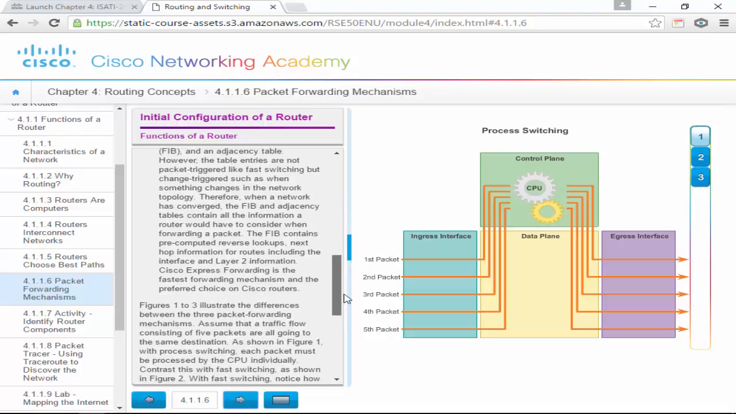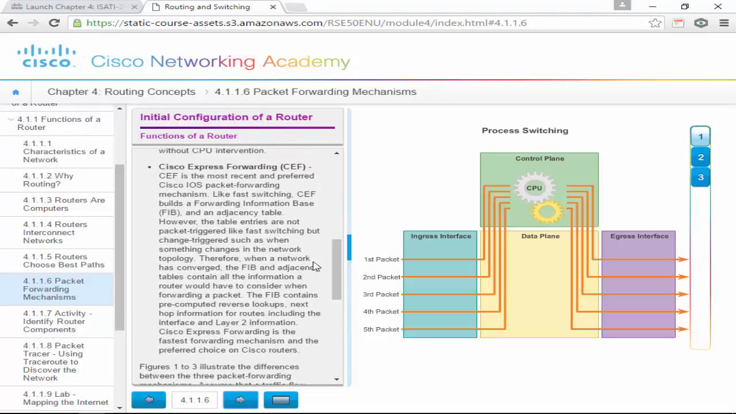Okay, which led to why Cisco devices are great: Cisco Express Forwarding, CEF. CEF is the most recent and preferred Cisco IOS packet forwarding mechanism. Like fast switching, CEF builds a forwarding information database. Alright, so it's similar, but it uses these two databases: the FIB and an adjacency table. So it uses a FIB and an adjacency table, whereas the last one basically just built this FIB.